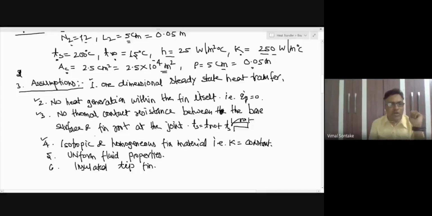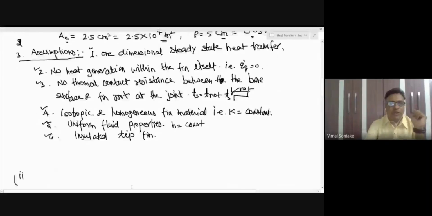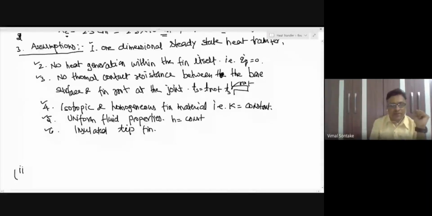Assumption number 4, isotropic and homogeneous fin material. And because of this assumption, the thermal conductivity of all the fins will be constant K everywhere. Assumption number 5, uniform fluid properties, that is h is equal to constant everywhere. And the last assumption, but very important, insulated tip fin. That is, we are assuming there is no heat loss at the tip of the fin. This is the boundary condition we are supposed to consider.